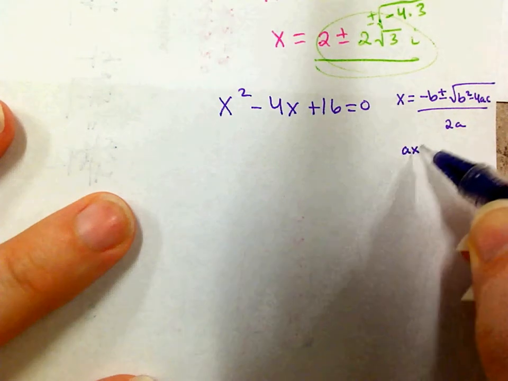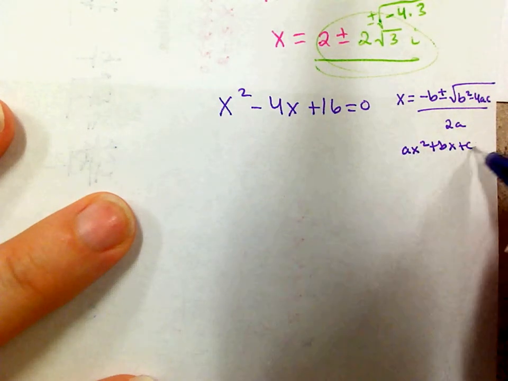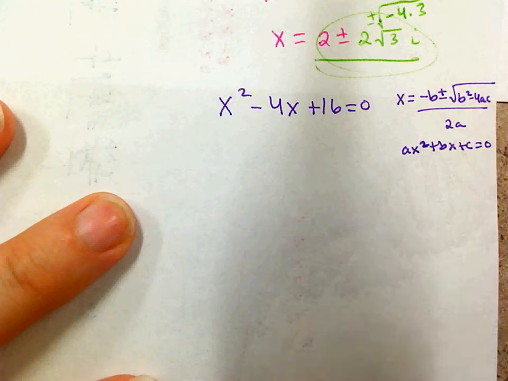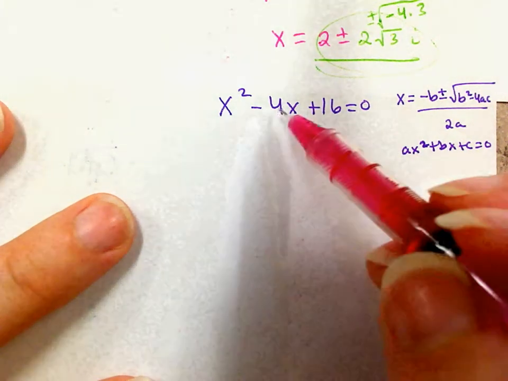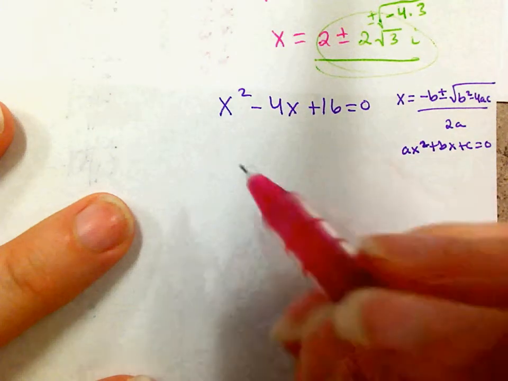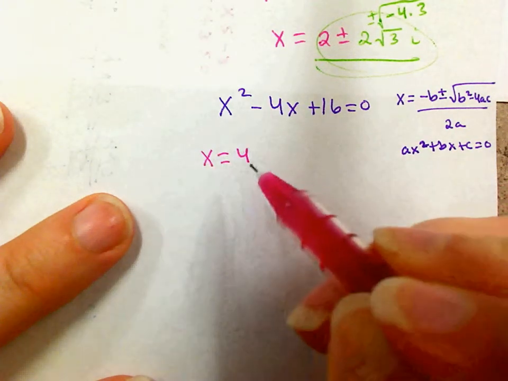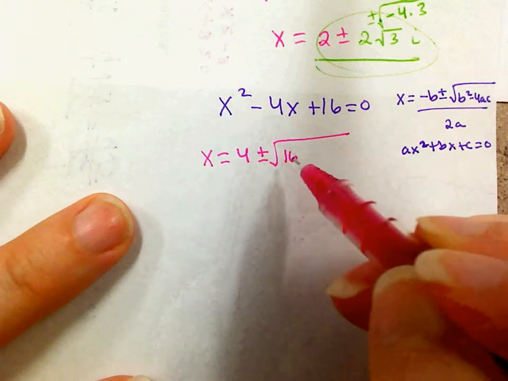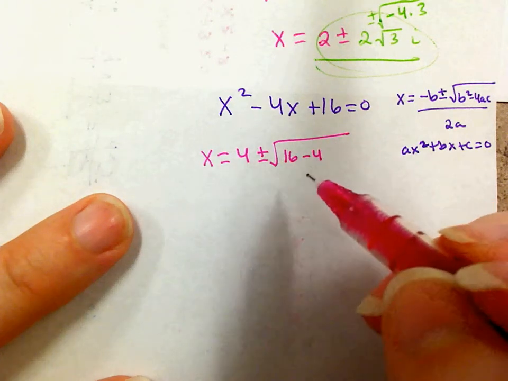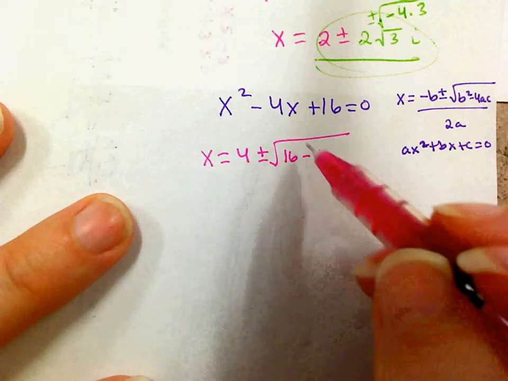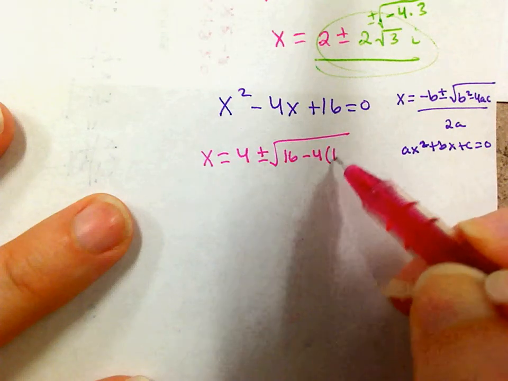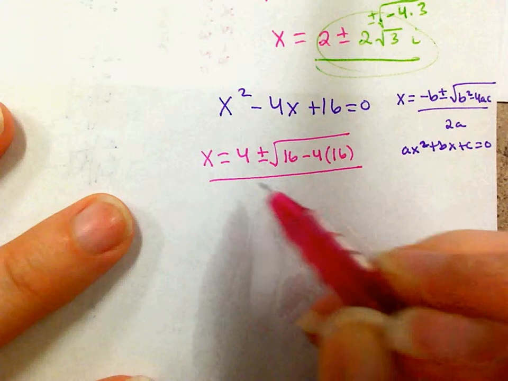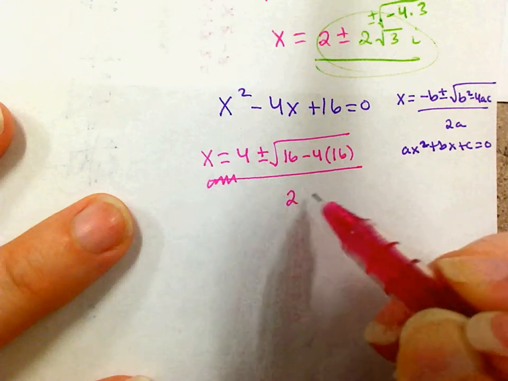So, a is 1, b is negative 4, c is 16. x equals opposite b plus or minus the square root of b squared. Negative 4 squared is 16, not negative 16. Minus 4 times a, 1 times c, 16, all over 2 times a, which is 1. Okay. I'm going to do a little bit of magic because I can. 1 16 minus 4 16s is negative 3 16.